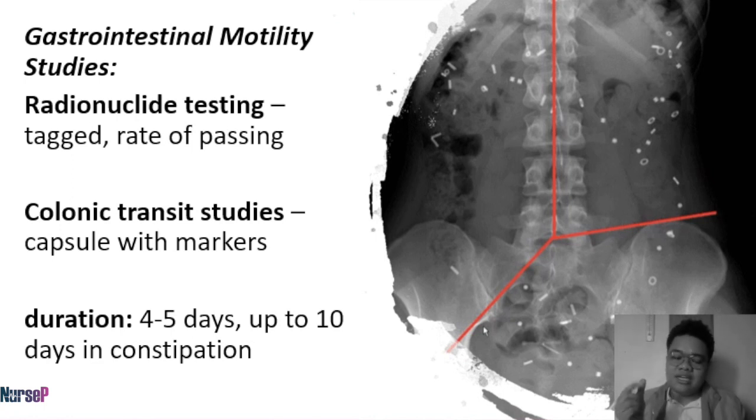Now, however, in the presence of severe constipation, what do you think will happen? Will the patient be able to pass out those capsules in a shorter period of time or longer period of time? Since they're having constipation, the tendency is that their GI tract is moving slowly. So in the presence of constipation, the duration of this study may be up to 10 days. If your patient is having chronic diarrhea, we may perceive that these capsules will be released in a shorter period of time. So a series of x-rays are taken in 8-hour intervals if your patient has chronic diarrhea.